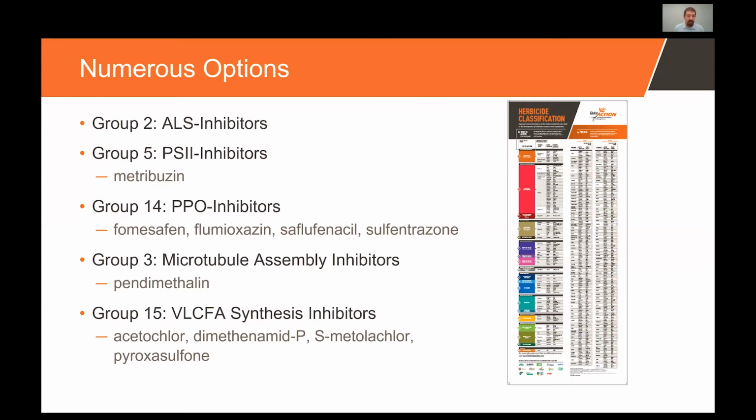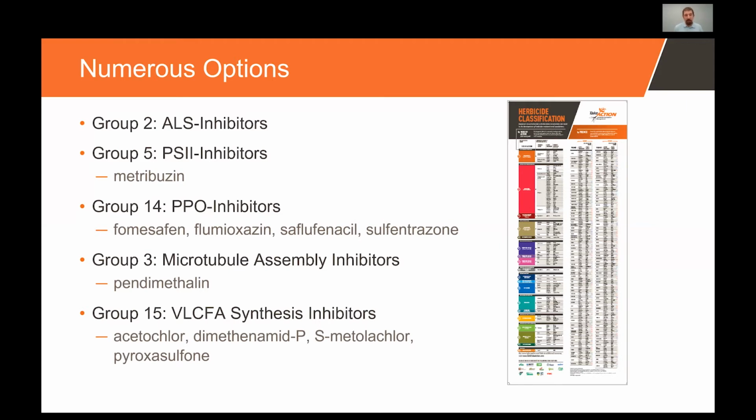The group 3s, these are probably used more in southern geographies, but they're still effective as a residual herbicide. Pendimethalin is probably the best example of those. And then the group 15s, ones that we rely on quite a bit, that's going to be things like acetochlor, dimethenamid-P, S-metolachlor, and pyroxasulfone. These are most well known for their control of small-seeded broadleaves and grasses. So there's lots of options out there. Again, go to those weed control guides or go to the herbicide classification chart, and you can find all these possible products out there that have these sites of action in them.